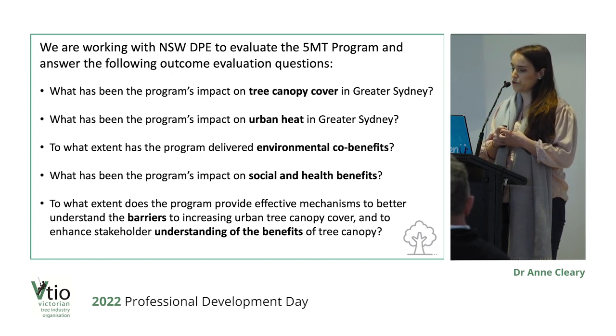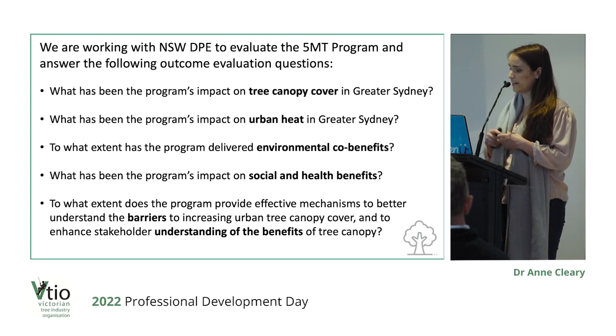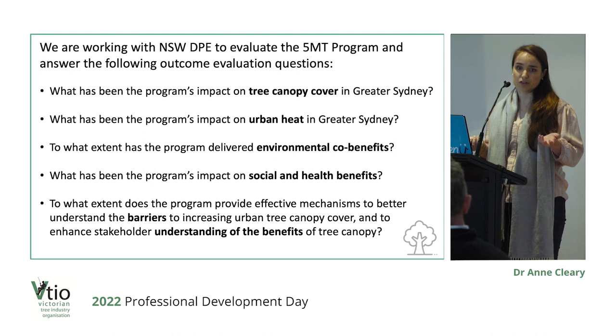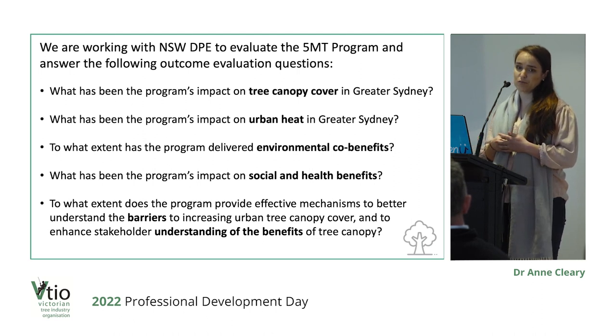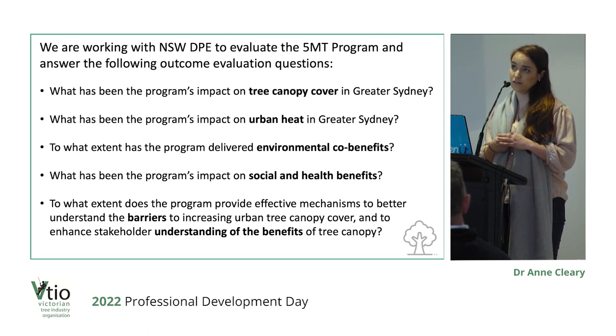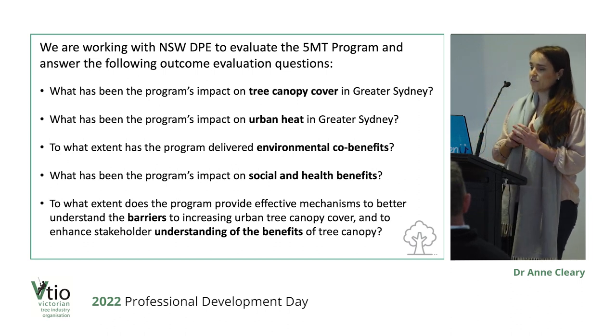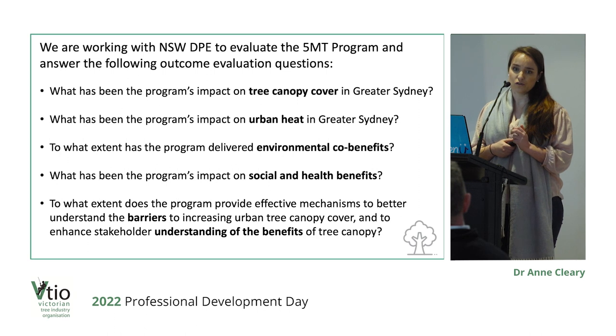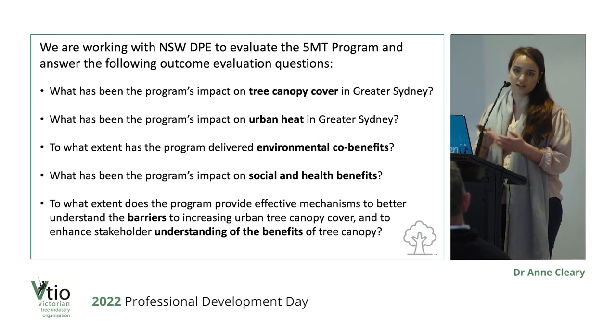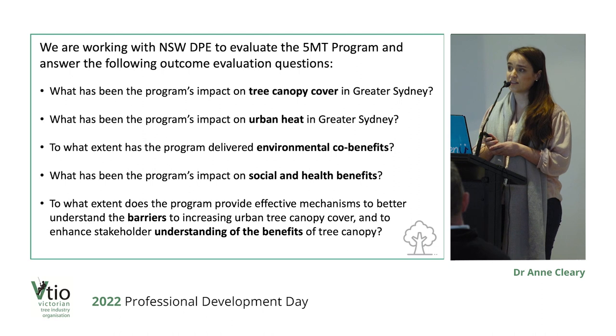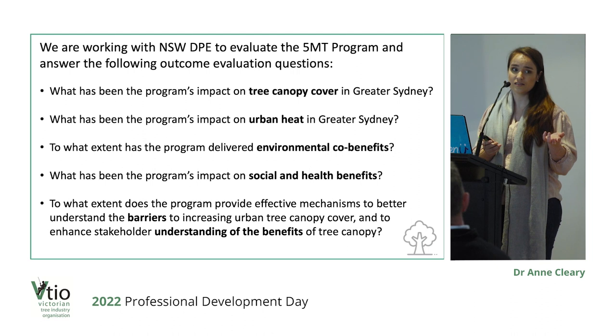So how is it making progress towards achieving that tree canopy cover target for Greater Sydney? How is it achieving its urban cooling objectives and addressing urban heat, which in the western suburbs of Sydney is a real challenge of urgency, I would say. How is it delivering those environmental co-benefits, also addressing biodiversity targets as well? How is it delivering those social and health impact benefits that we have the research that tells us this is likely to happen, but how do we actually quantify that?